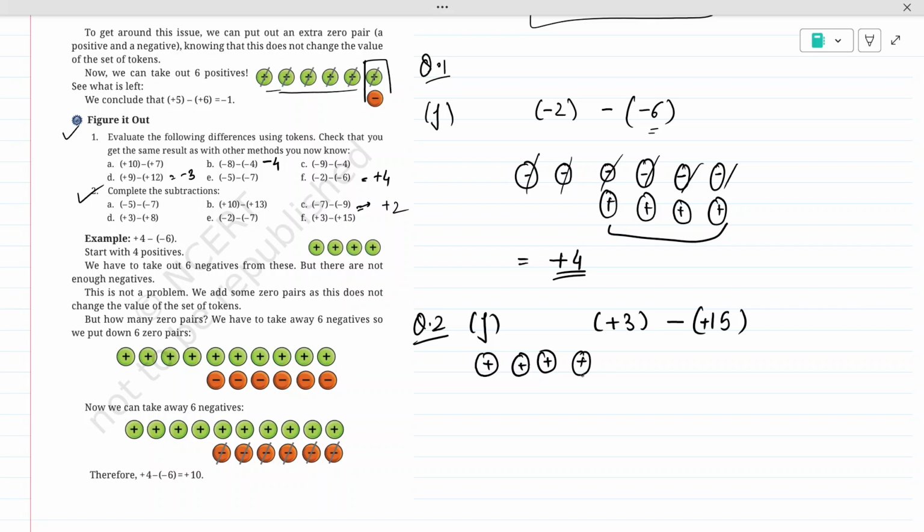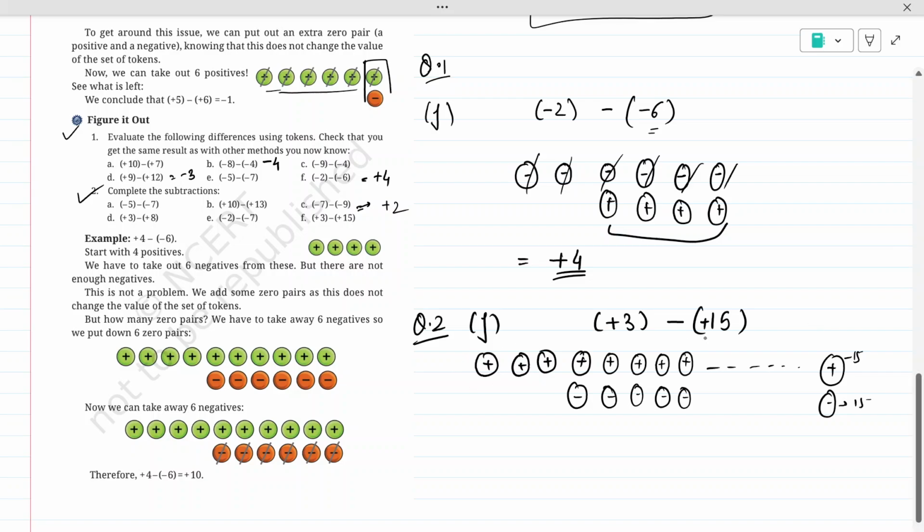12 zero pairs. 1, 2, 3, 4, 5. Like this I'm doing. This one is 15th. Okay. So now I have how many? I have 15 plus coins and I have 12 minus coins. Why? Because I have added 12 to it, right? 12 zero pairs I have added.